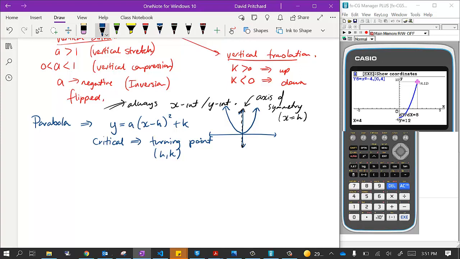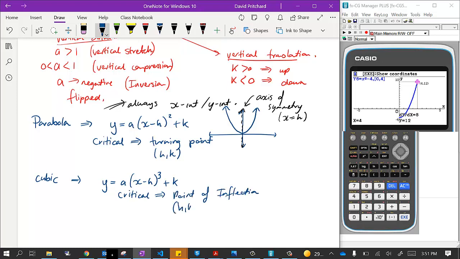Okay. The second one we should know is a cubic. Now the template for a cubic is y = a(x - h)³ + k. Our critical point is a point of inflection, and again that will be (h, k), and it will look like this snake shape. That's where our (h, k) is. That's our critical point. Back at our parabola, there's our turning point, that (h, k).